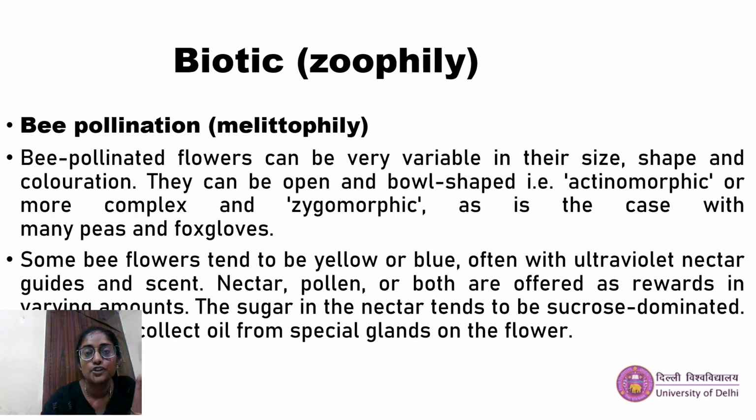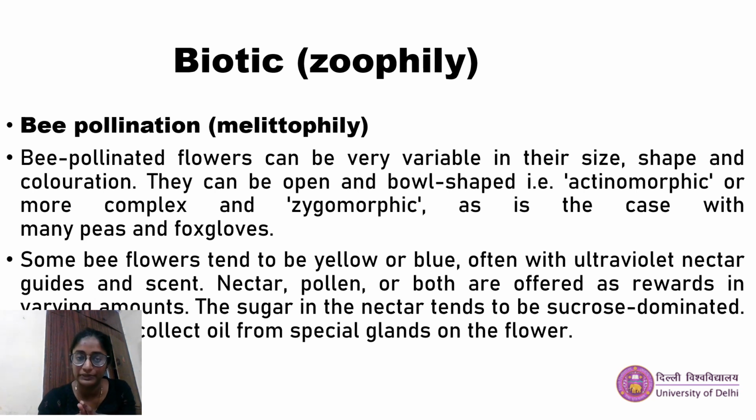pollination. So moving on to the biotic factors, that is, biotic includes living beings pollinating the flowers. So the first one is bee pollination, commonly known as melittophily. So bee pollinated flowers are variable in shape and size, and they might be either bowl shaped, that is your actinomorphic, that can be divided in multiple planes, or zygomorphic, that can be divided in one.